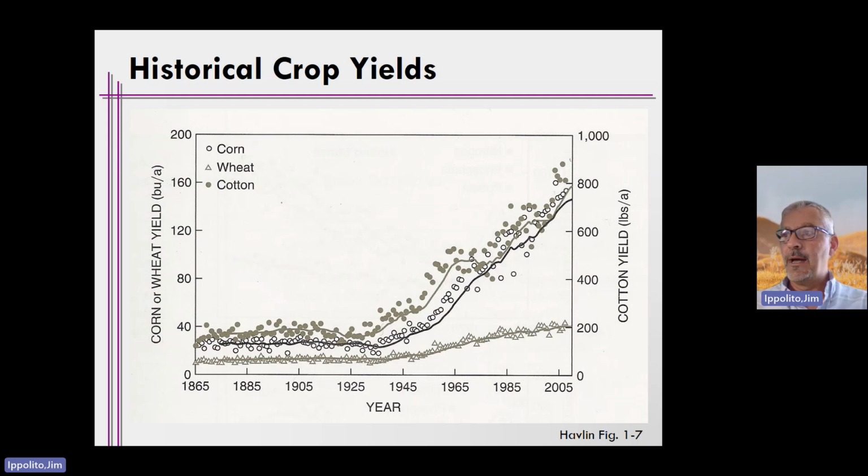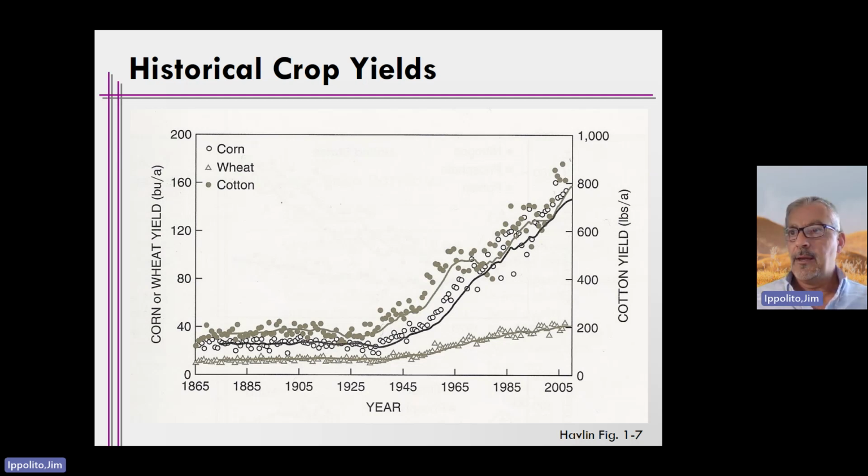And this figure is a little outdated. It goes to maybe about 2010, but it tells you a very good story. It tells you a story of corn, wheat, or cotton yields with respect to year. And what do you see? You see right around roughly 1945, 1940-ish, an upturn in crop yields, specifically with corn, wheat, and cotton. Here's corn in the open circles. Here's wheat in the triangles, and then here's cotton in the closed circles. Why do we see an uptick?